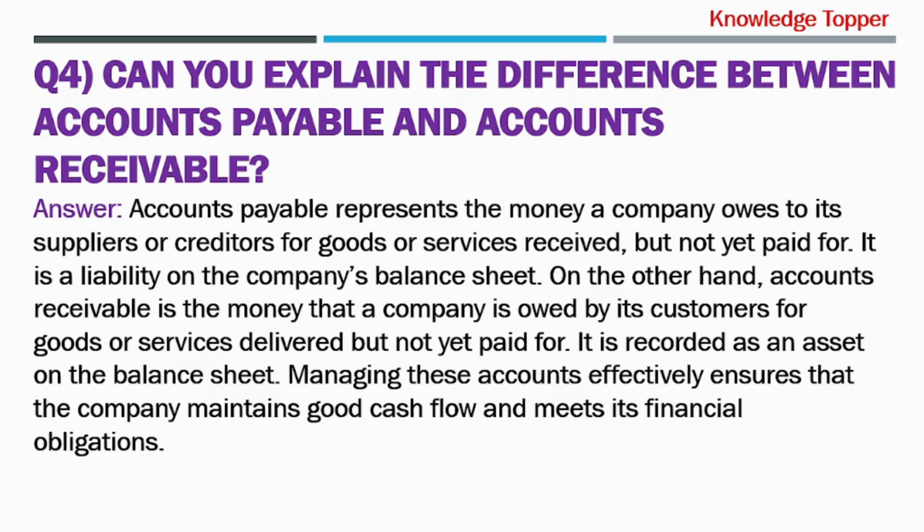So, how you can answer this particular question is that, well, accounts payable represents the money a company owes to its suppliers or creditors for goods or services received but not yet paid for. It is a liability on the company's balance sheet. On the other hand, accounts receivable is the money that a company is owed by its customers for goods or services delivered but not yet paid for. It is recorded as an asset on the balance sheet. Managing these accounts effectively ensures that the company maintains good cash flow and meets its financial obligations.